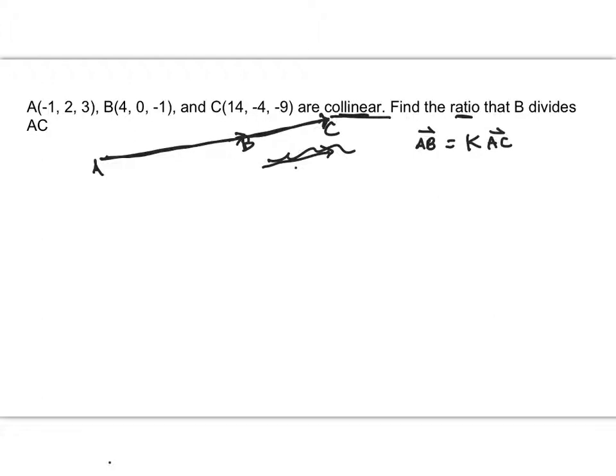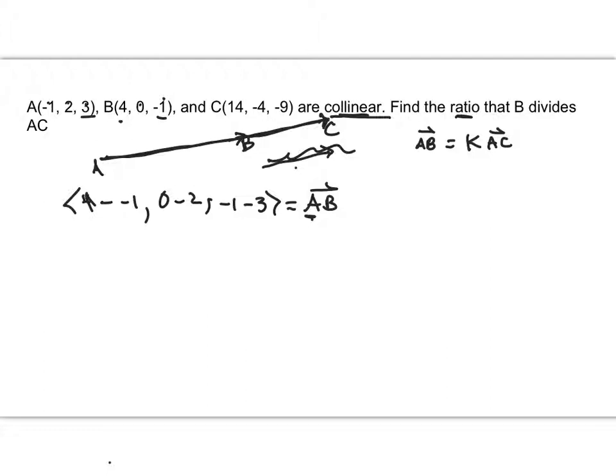So the first thing I'm going to do is find vector A to B. So A to B is going to be x2, so 4 minus -1, minus x1. The y component will be 0 minus 2, y2 minus y1. And then this would be z2 minus z1, so -1 minus 3. And that is A to B. B is my second point, so this is x2, y2, z2, and A is the initial point, so it's x1, y1, and z1.